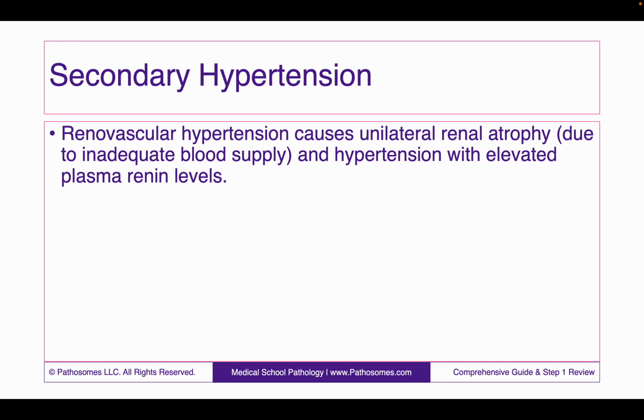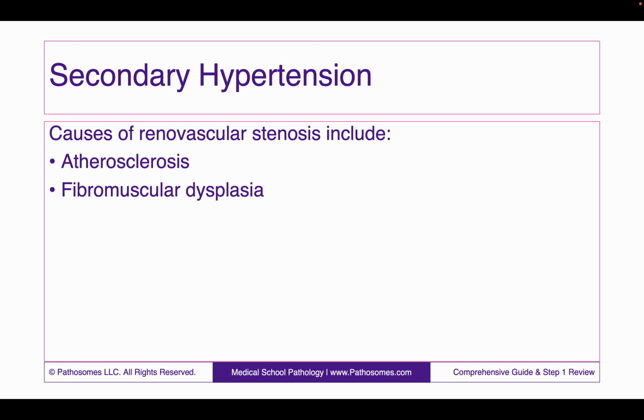Renovascular hypertension typically causes unilateral renal atrophy, one side, left or right, and this is due to inadequate blood supply. And hypertension with elevated plasma renin levels also results. Causes of renovascular stenosis include atherosclerosis, as well as fibromuscular dysplasia, FMD. I told you we were going to talk about it.